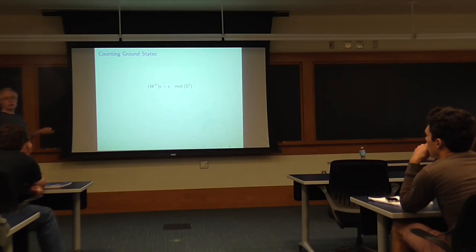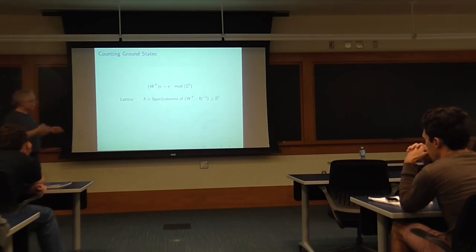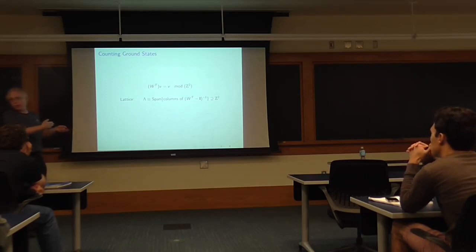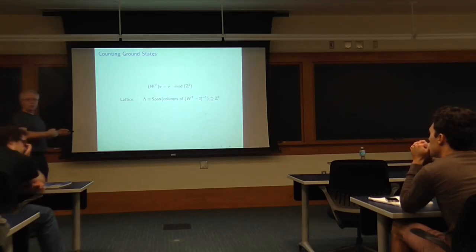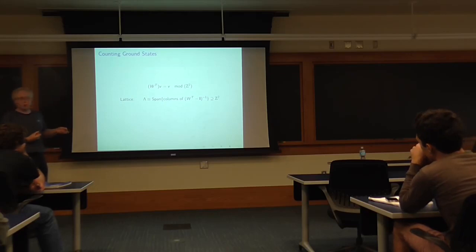In general, I need to solve the linear equation for a given matrix of integers W and W prime, mod Z2. And the answer is this. I need to construct the inverse of W transpose minus the identity matrix and look at the columns of that matrix. These columns are usually rational numbers, but not necessarily integers. The span of these columns is going to be a lattice containing Z2 that is finer, containing some rational points that are not integral.